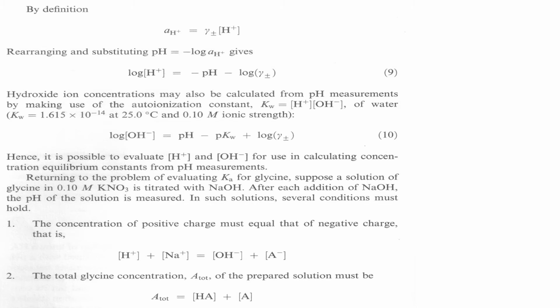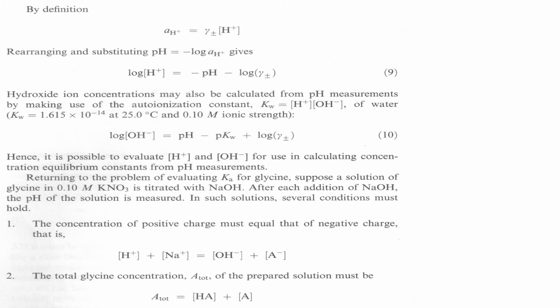Now, the hydroxide ion concentration can also be calculated from pH measurements, knowing that Kw equals 1.6 times 10 to the minus 14 at 25 degrees centigrade. So you have to maintain the temperature at 25 degrees centigrade and 0.1 molar ionic strength, which is the KNO3. Now log OH minus equals pH minus pKw plus log gamma plus minus. Hence, it's possible to evaluate the H plus and the OH minus in solution for the titration at each point.